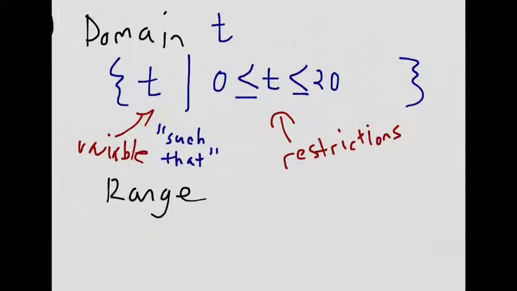Okay? The last thing we need to say is what kind of numbers t represents, right? All we said so far is that our domain is represented by the variable t. It's between 0 and 20, and it includes 0 and 20. What kind of number is it? Is it an integer? Is it a fraction? Is it positive values only? What is it? Well, like we've said before, it's a real number.